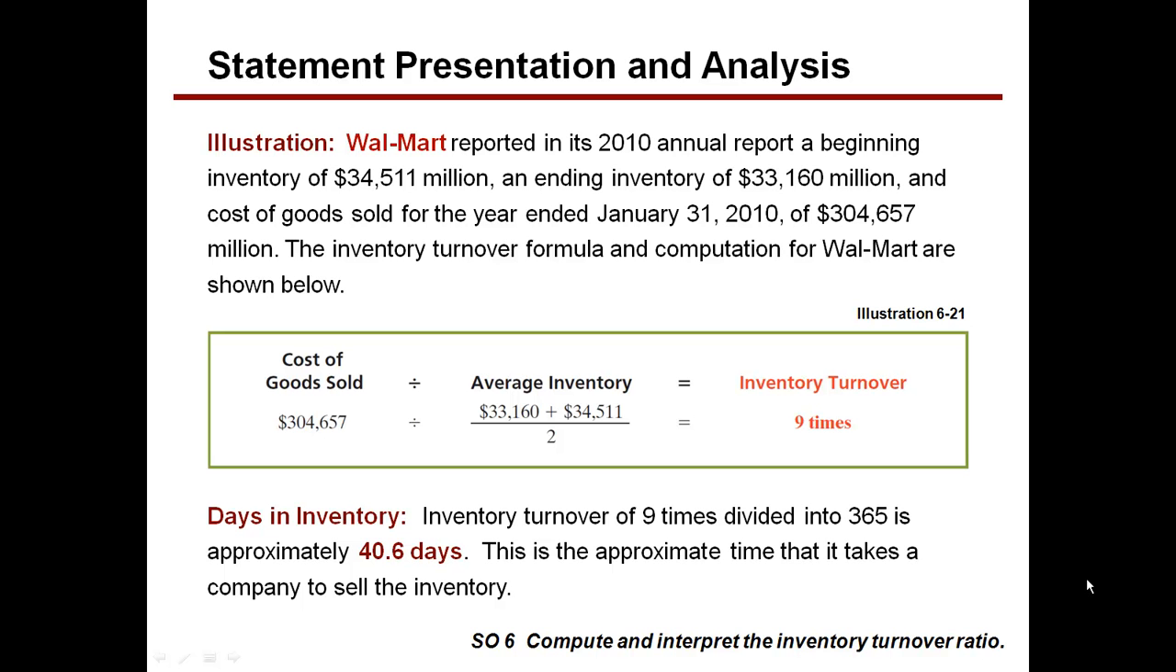Once we have inventory turnover, we simply take 365 days in a year, divided by 9, and come up with 40.6 days in inventory. This is the approximate time it takes to sell that inventory for this company, 40.6 days. The lower the days in inventory number, the better, meaning that the risk of obsolescence is lower if you're turning inventory. If your days in inventory, your time held, is lower rather than higher.